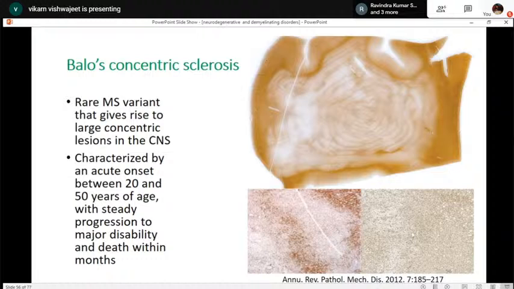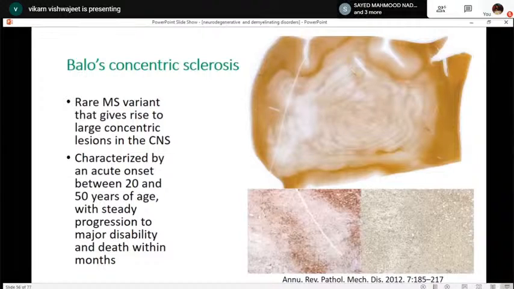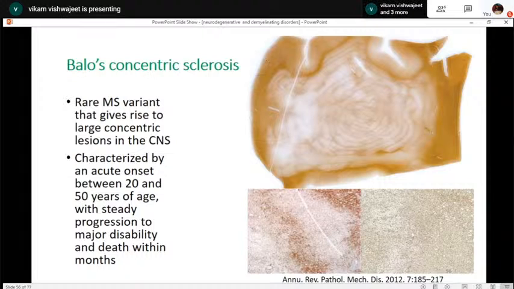Next, Balo's concentric sclerosis is a rare variant of multiple sclerosis, and it gives a characteristic large concentric lesion in the CNS. The center of the lesion is oldest, whereas the peripheral rims of demyelination are recent. Here the bands of preserved myelin are narrower than the demyelinated bands, and their inner margins are sharp, while the outer margins are ill-defined. Usually these patients have an acute onset, and age can range from 20 to 50 years. There is a steady progression. The clinical spectrum can range from steady progression to major disability, and death can occur.